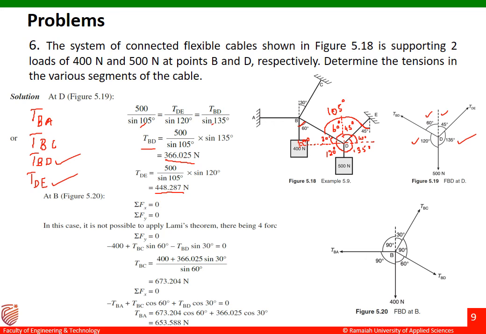Now let us find out the answer for the other two, that is TBA and TBC. With the help of this free body diagram, we cannot find the answer for TBA and TBC. So what do we have to do in such cases, if we don't apply Lami's theorem? We have to go for equilibrium equations, that is summation Fx equal to 0 and summation Fy equal to 0. We have two equilibrium equations here. We'll apply these equilibrium equations for the given problem. Let us find out the answer for TBA and TBC.